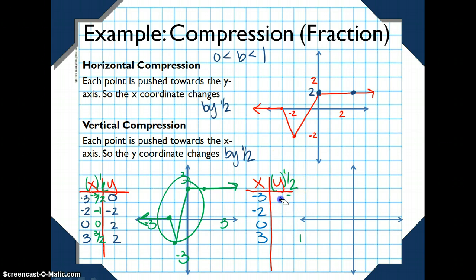So let me actually write that out. So 0 times 1/2 is 0. -2 times 1/2 is -1. 2 times 1/2 is 1. And then the same thing here. Okay, so then we will have 2, 2, -2, -2. -3, 0 stays. -2 goes to -1. 0 goes to +1. And 3 goes to 1.